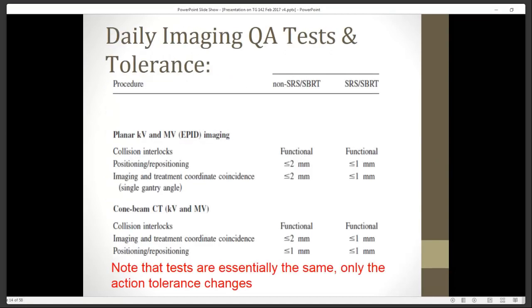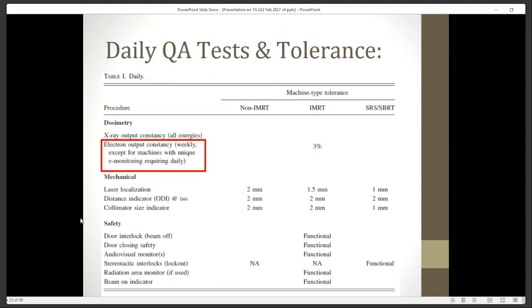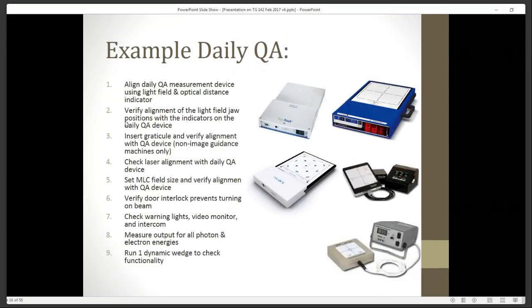You're doing some of your lasers, light field, and collimator size indicator tests as part of setting up your daily QA device. Insert the graticule and verify the alignment if it's a non-image guidance machine. Check the laser alignment with the daily QA device, set the MLC size and verify that, verify the door interlocks that prevent beam on, check the warning lights, the video monitor, the intercom, and deliver the output and verify it for all photon and electron energies.